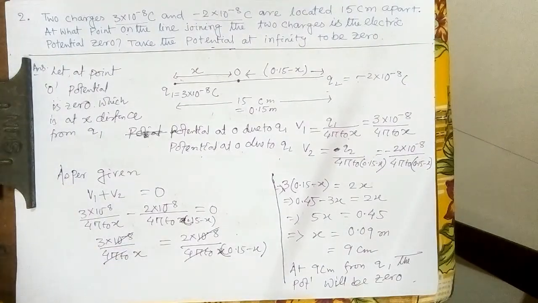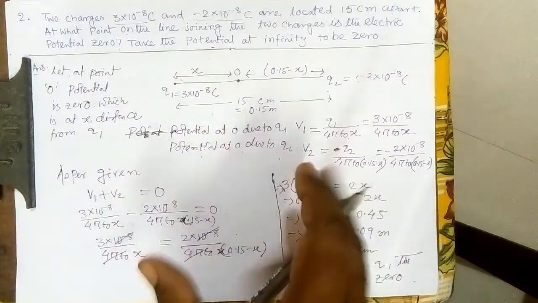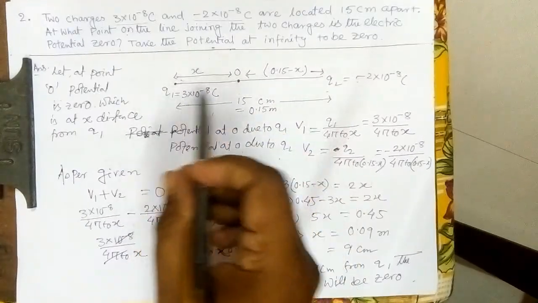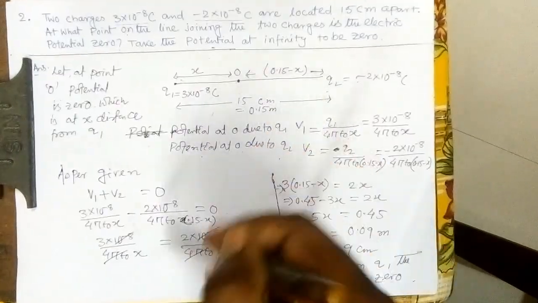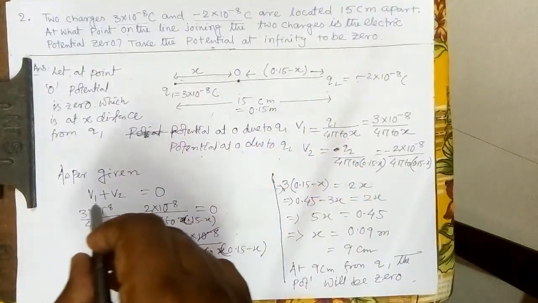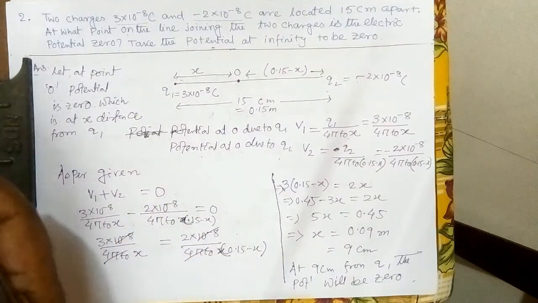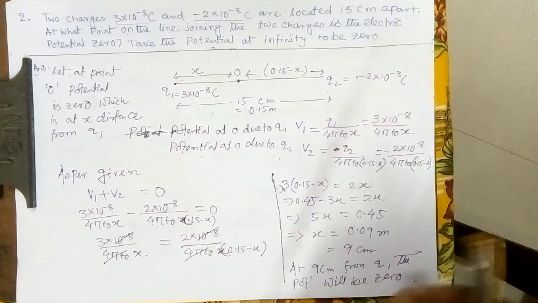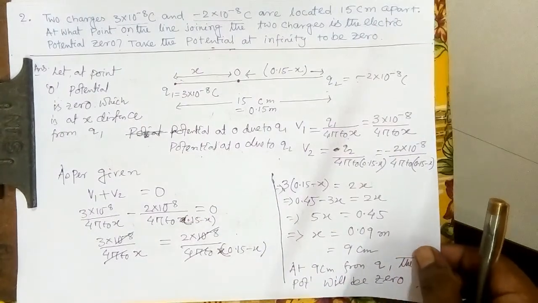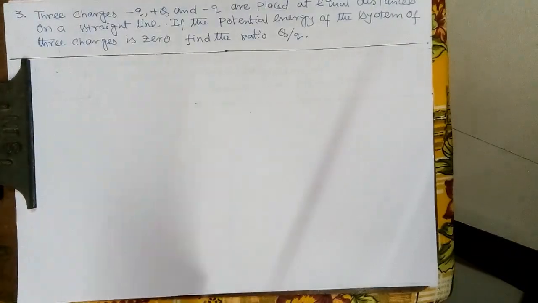This type of numerical comes several times in the exam, so we have to practice this type of numerical very much. Okay, so first we have to find the position. Let the position be x, the rest will be total minus x, and then we have to calculate by making the total potential 0. You will get it. This type of numerical is there in electric field also. Same kind of numerical, but it is very important.